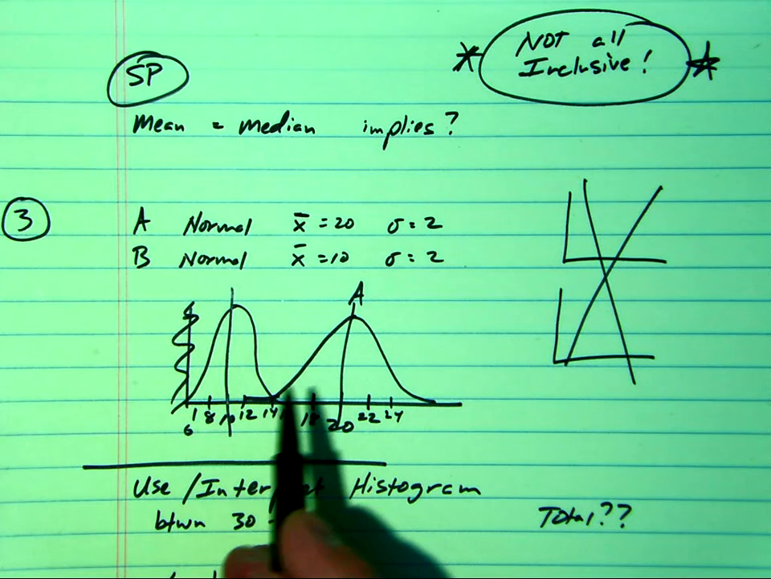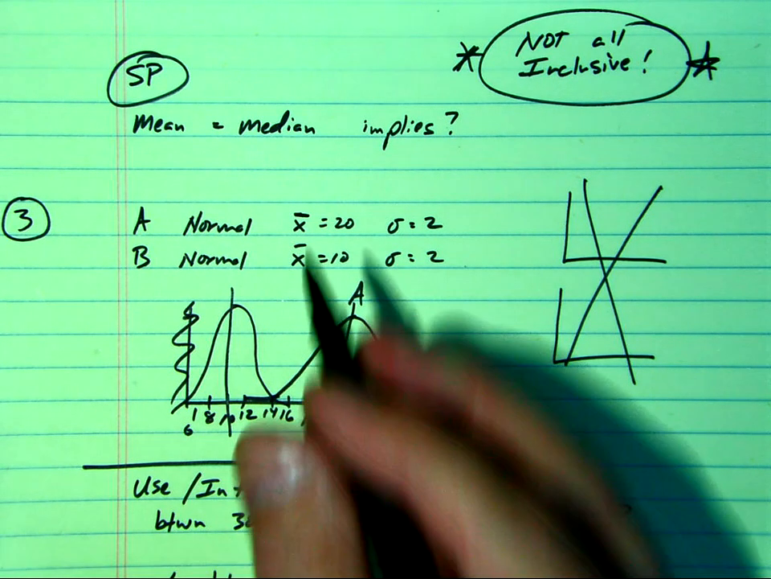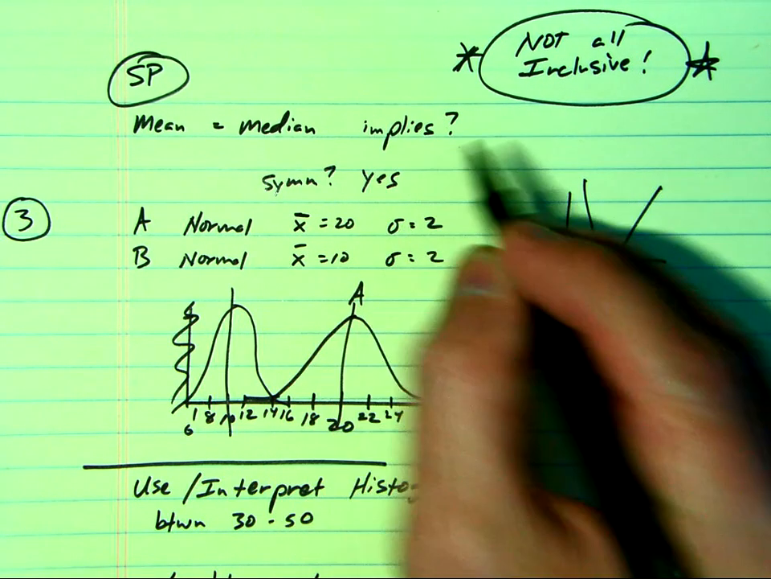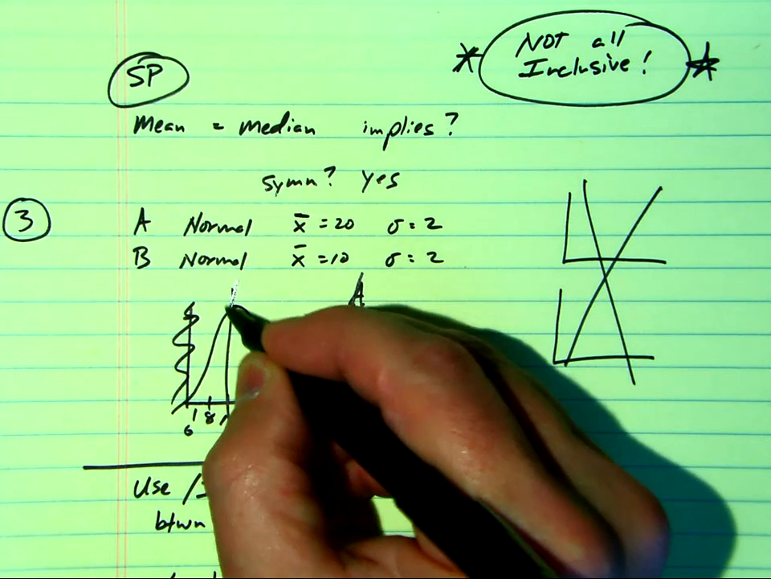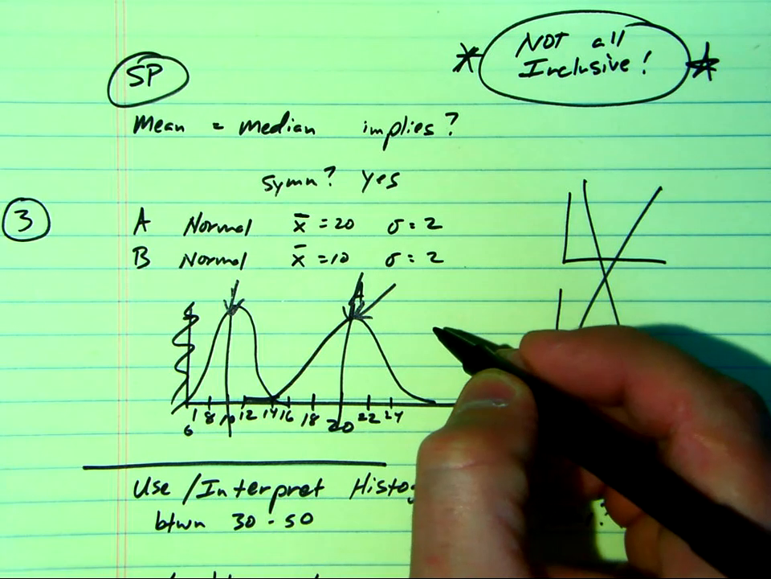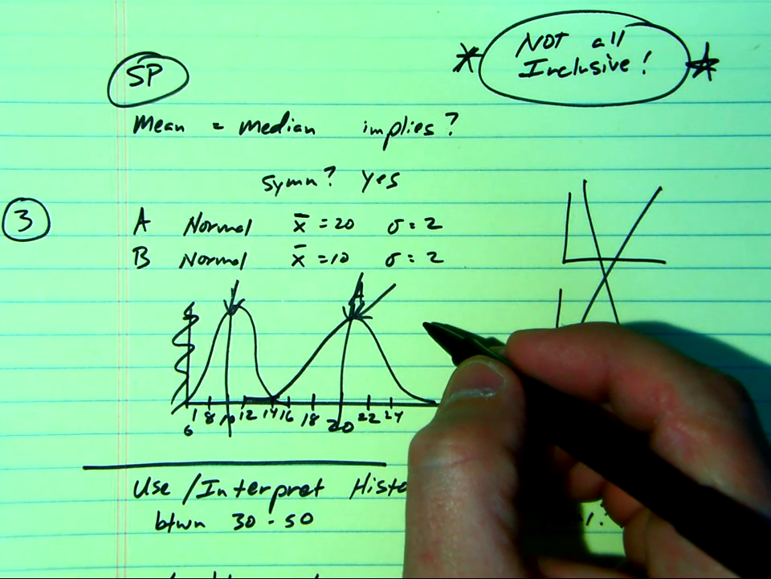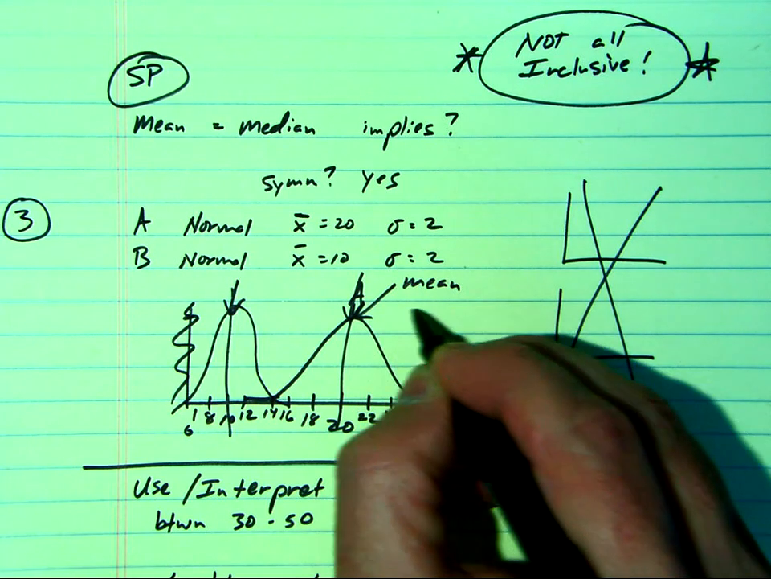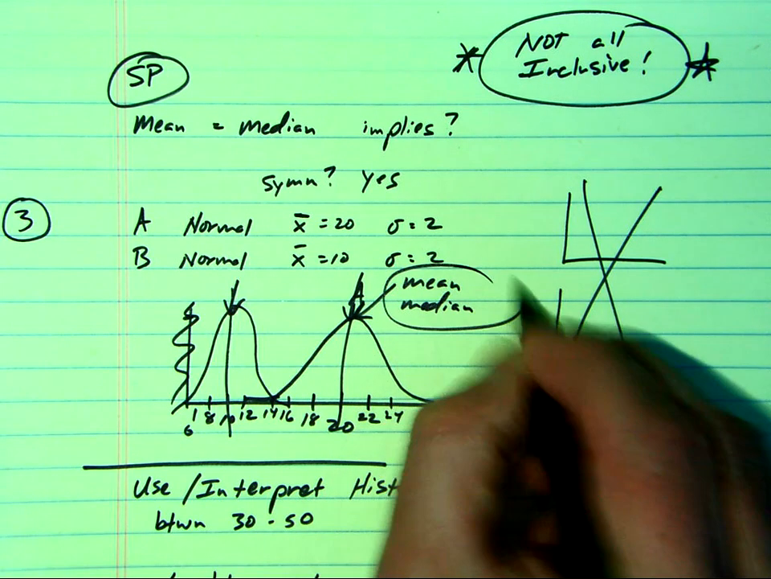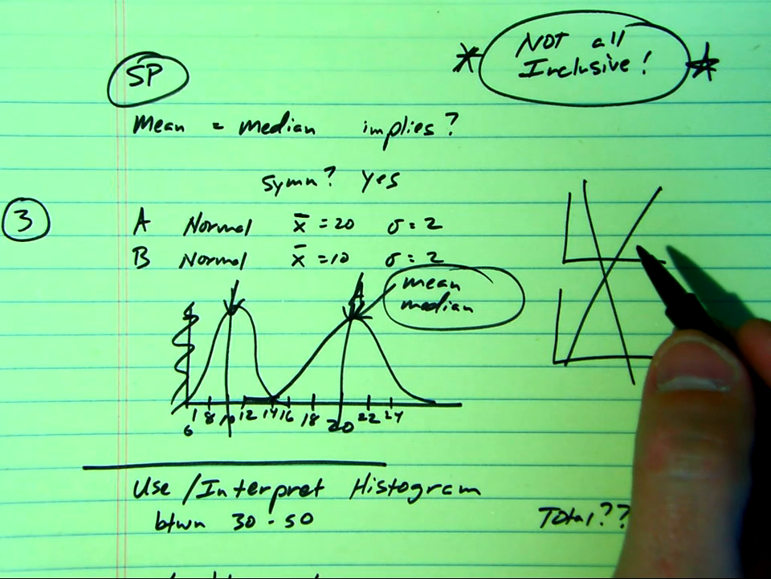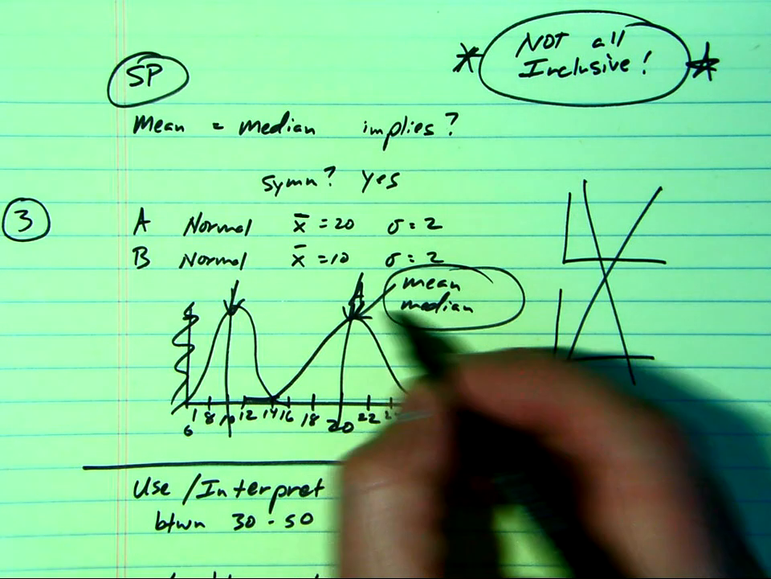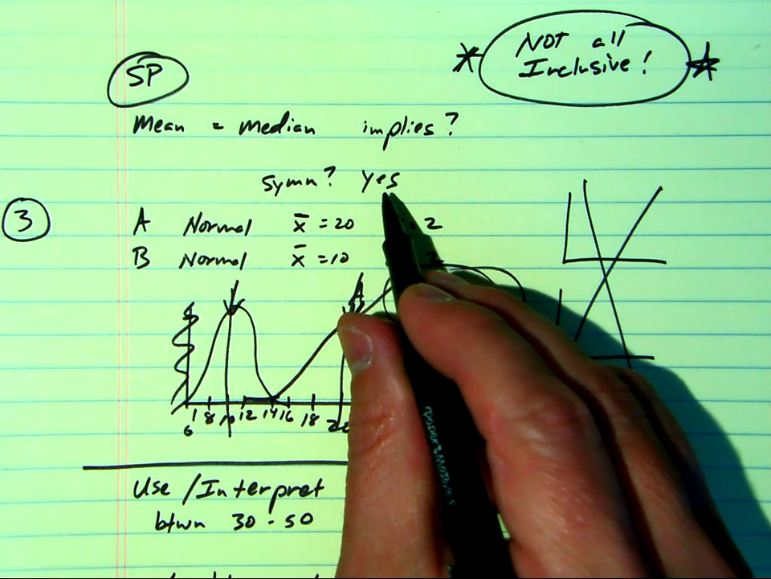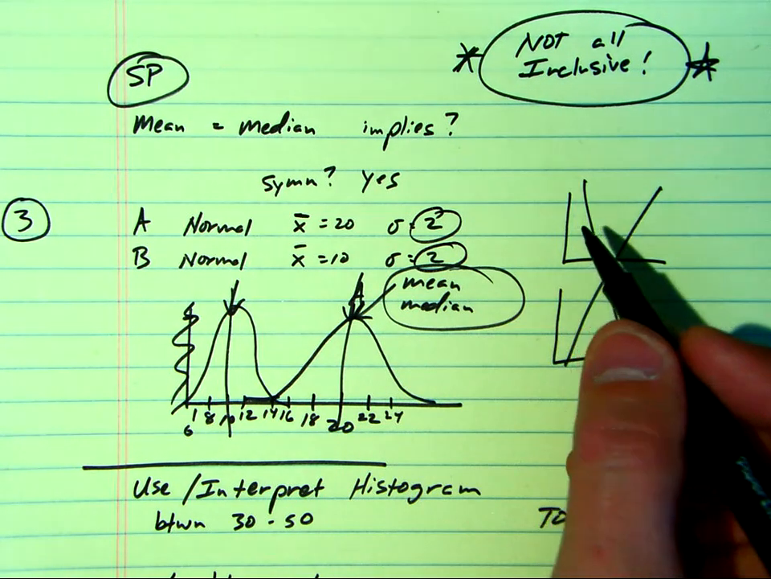What do we know about normal distributions, first of all? Are they supposed to be symmetric? Are normal distributions symmetric? Everybody say yes. Yes, they are. What do we know about this point for each distribution? What happens right there? Do you guys remember? That's where we find the mean and the median. You guys have got to remember these basic facts about a normal distribution. At the peak is where the mean and the median is. Okay, and it's symmetric. And both of them have a standard deviation of 2.